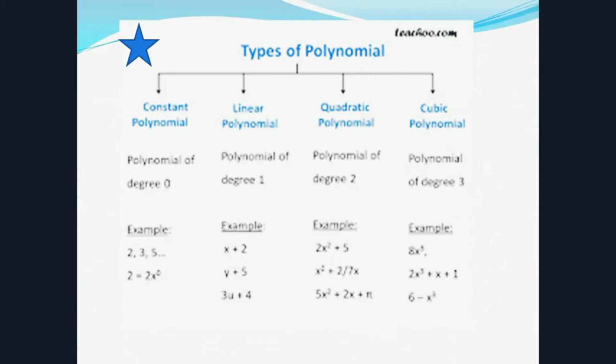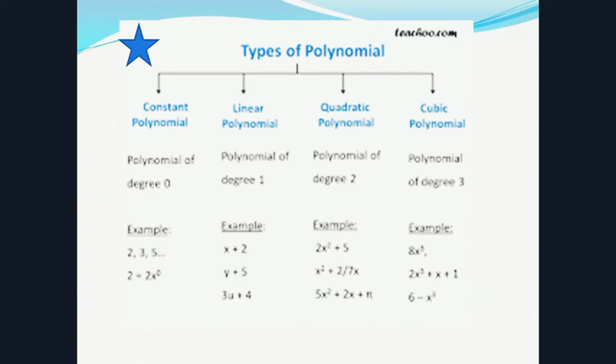A polynomial of degree 1 is also called a linear polynomial. Here we do not necessarily need to specify that the degree is 1 by writing x to the power 1 plus 2 or y to the power 1 plus 5. We can simply write x plus 2 or y plus 5 or 3 plus 4. It is known that x plus 2 has a degree of power 1, so we do not have to write it.